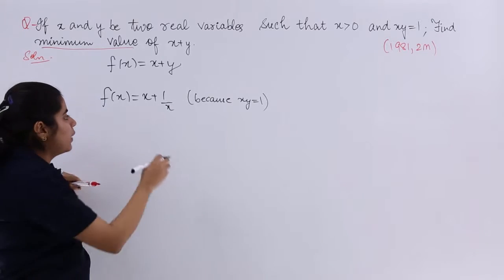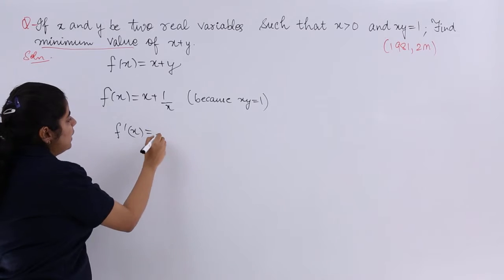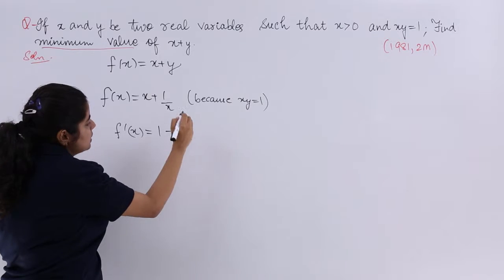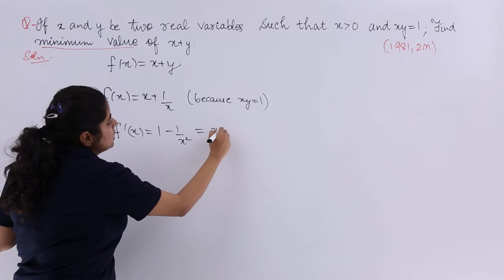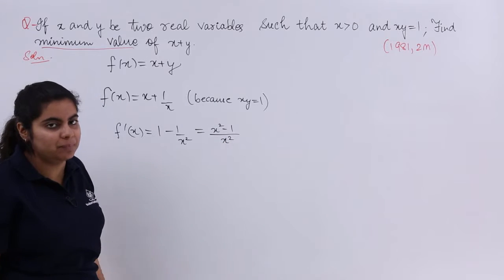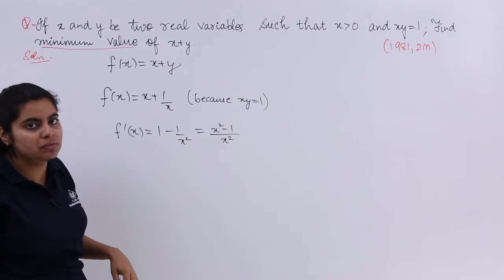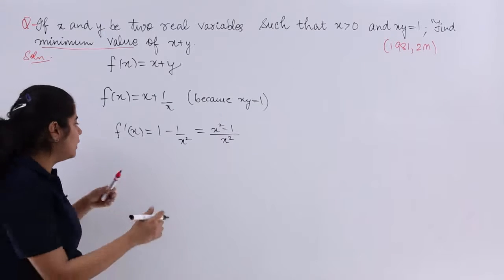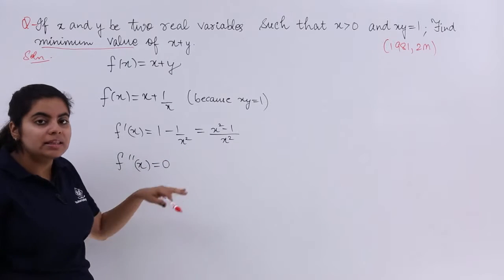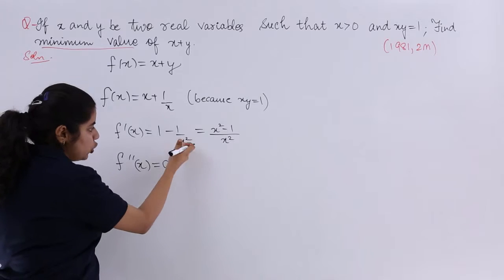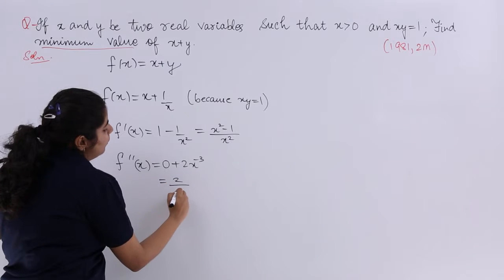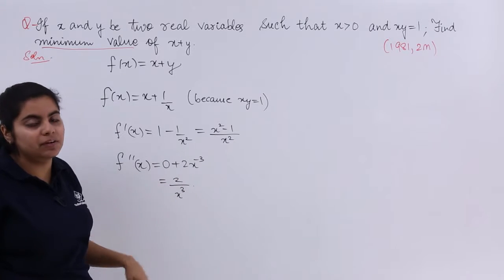Now, f dash x would be what? F dash x would be simply the first derivative of x plus 1 by x, which is 1 minus 1 by x square. Or in short, x square minus 1 upon x square using the LCM. So, this is the first derivative, and if I am more curious, I will find out the second derivative. The second derivative is nothing but 0 here, then x raised to the power minus 2 is there in short, right. So, what is the derivative? It is plus 2x raised to the power minus 3 or 2 upon x cube. So, this is the second derivative.